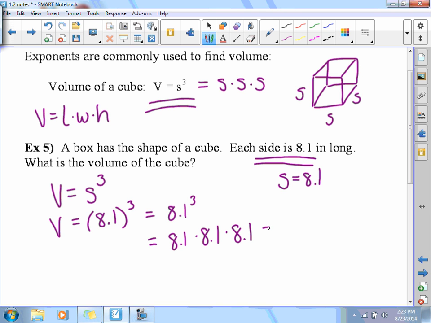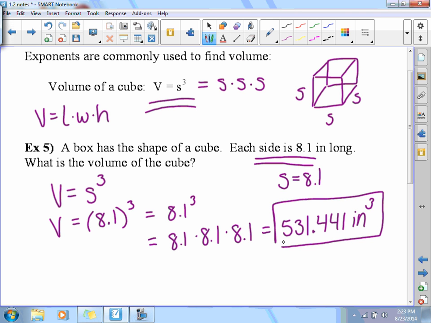And that's going to give me a final value of 531.441. If you didn't get that on your calculator, double check your work. And then I'm also going to do a label on here. It was inches. And remember, volume is always cubed. So 531.441 inches cubed. So that's the volume of the whole cube.